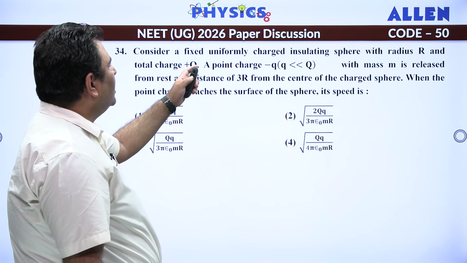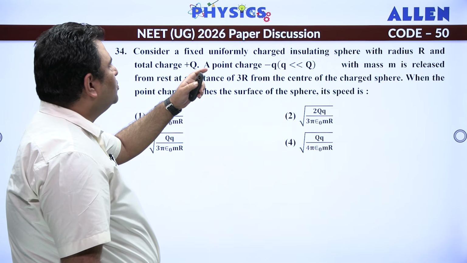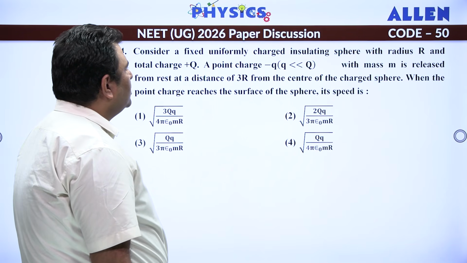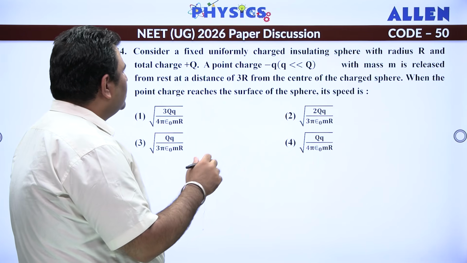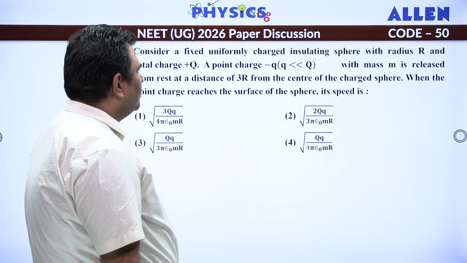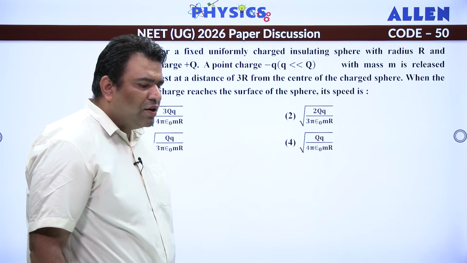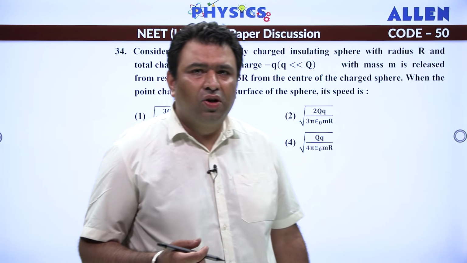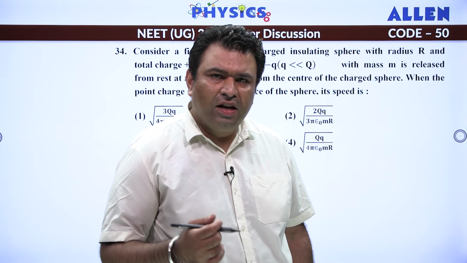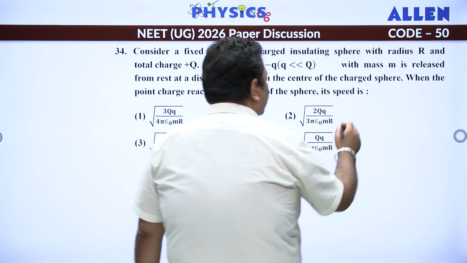There is a charged insulating sphere with a radius r and fixed total charge q. There is a point charge minus q with a mass m released from rest at a distance 3r from the center of the charged sphere. When the point charge reaches the surface of the sphere, its speed will become what? What is this question based on? This question is based on loss in potential energy is equal to gain in kinetic energy, right? So we have to use this concept now.